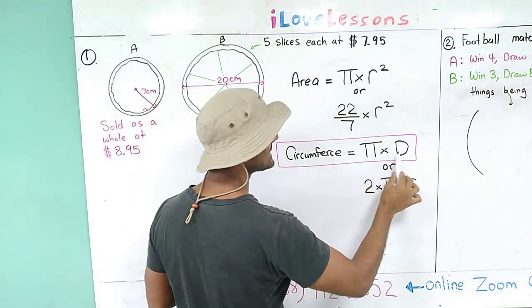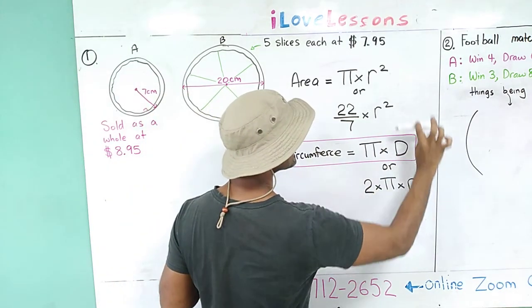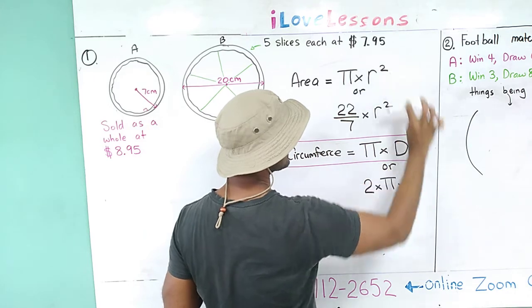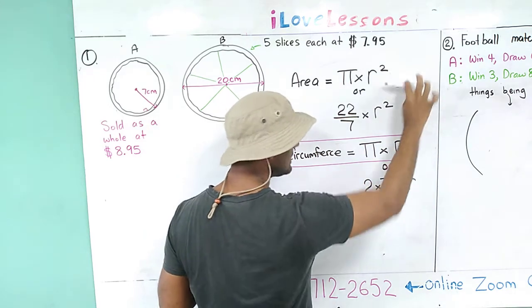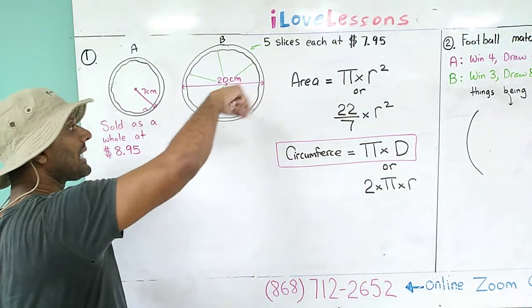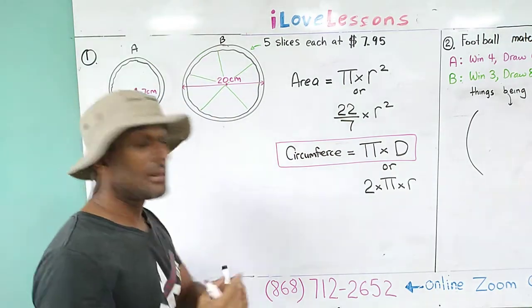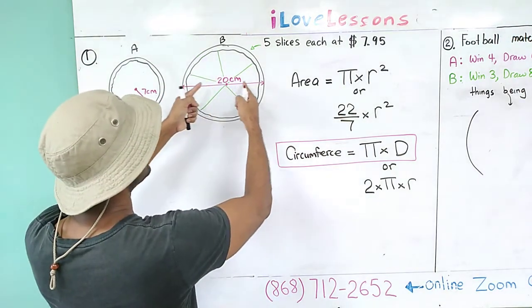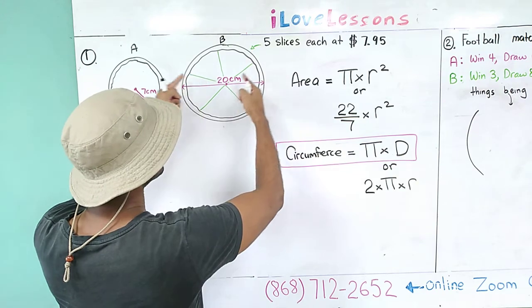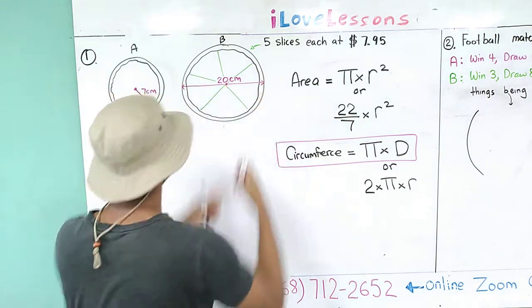Because this one has the diameter and it's less similar to this one, so I'm not going to mix it up now. So circumference is pi by diameter. And remember, the diameter is the long one. The diameter is twice the length of the radius.